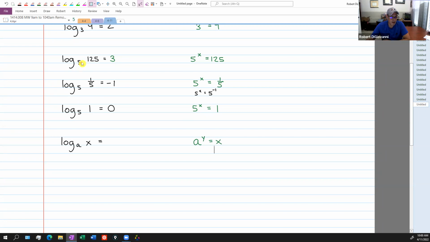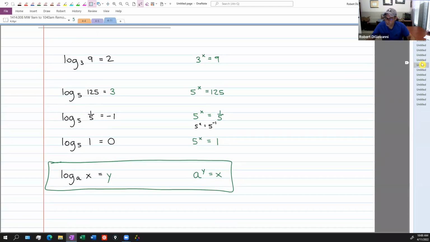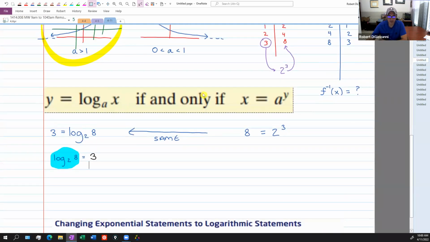Think about this. Log base 5 of 125 said 5 to what power is 125? Here, log base a of x, we're asking a raised to what power gives me x? And whatever that answer is, that's what y is. This right here is what I was trying to show you. Remember this statement that I put that's very important? Does this make a little more sense now? If I write log base a of x, I'm saying a to what power gives me x?